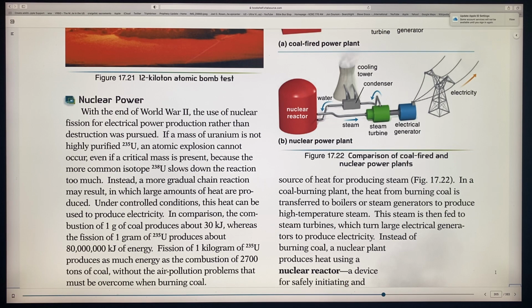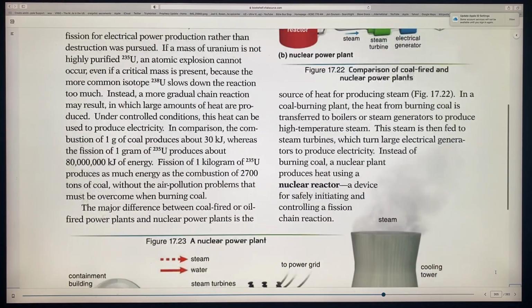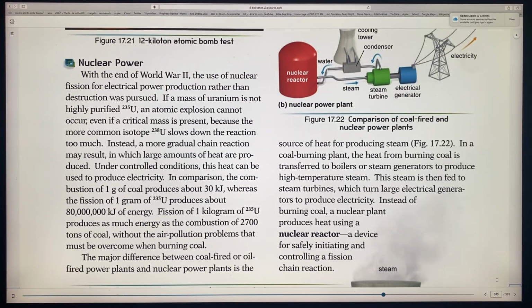If a mass of uranium is not highly purified at 235, an atomic explosion cannot occur, even if a critical mass is present. So for a bomb, the mass of uranium had to be very, very pure, because the most common isotope, remember, was only like 0.7%. That's a very rare type of uranium. The other uranium is 238, and if you mix 238 with it, you're going to slow down the reaction, and so now a more gradual chain reaction.